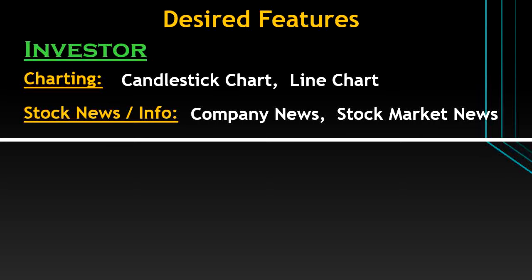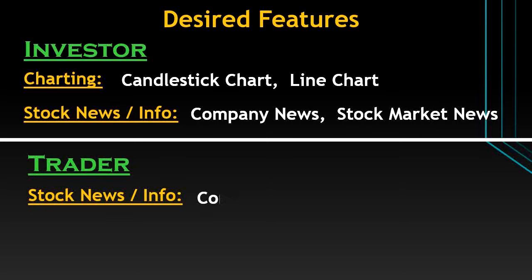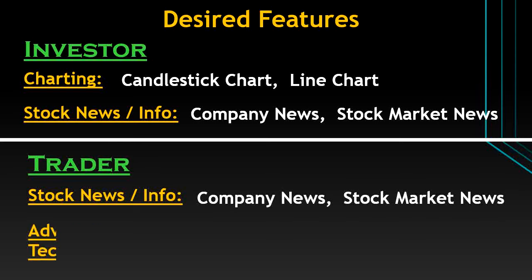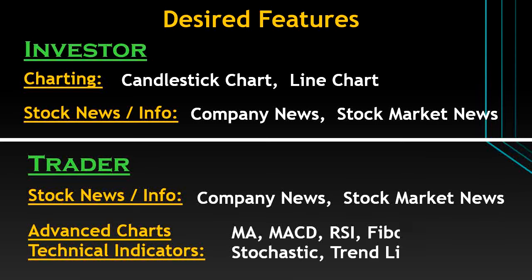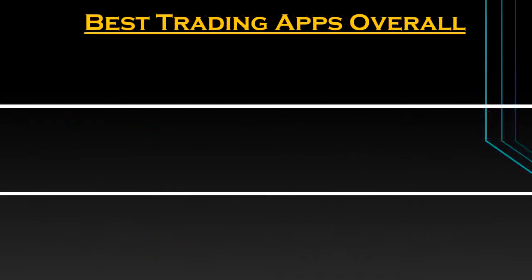And if you consider yourself a trader, then in addition to the news, you would also need advanced charts with technical indicators. Technical indicators such as the moving averages, the MA, the MACD, moving average convergence divergence, relative strength indicator, the RSI, Fibonacci, stochastic, trend lines, etc. So the brokerage application you choose as a trader would need to be more technically advanced than if you were just an investor. Now that brings us to decision making time.